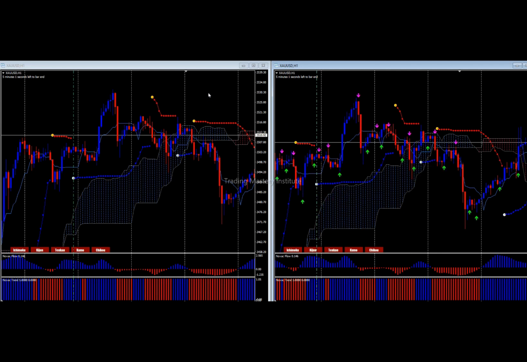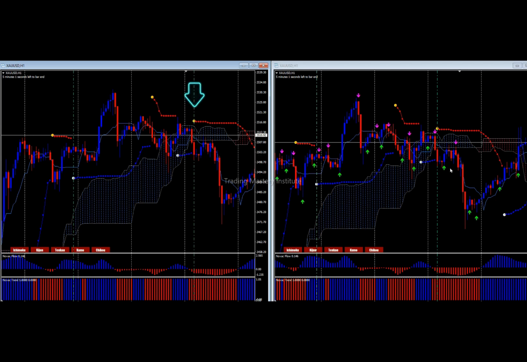Same goes with the sell SOP. For the Novac SOP, it is the yellow dot, candlestick below the cloud, Novac flow and trend in red. We do a sell. So this is where our entry is. Okay, this will be our entry. I will mark it at this area. So our stop loss is about 150 pips.